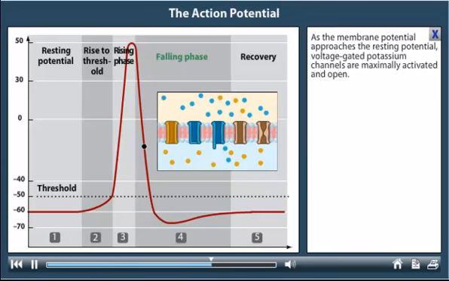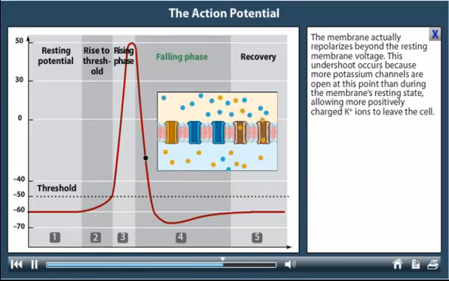As the membrane potential approaches the resting potential, voltage-gated potassium channels are maximally activated and open. The membrane actually repolarizes beyond the resting membrane voltage. This undershoot occurs because more potassium channels are open at this point than during the membrane's resting state, allowing more positively charged potassium ions to leave the cell.